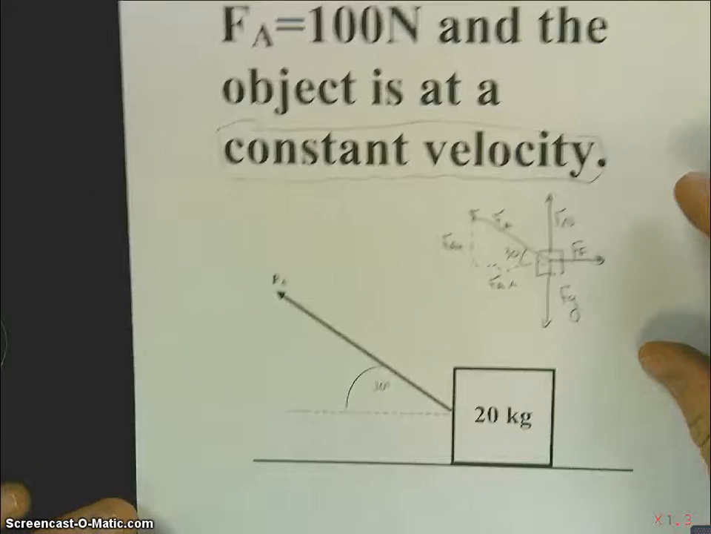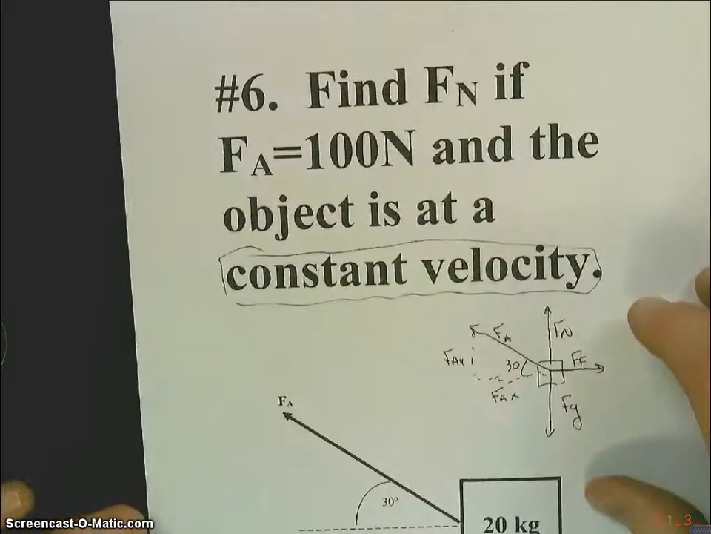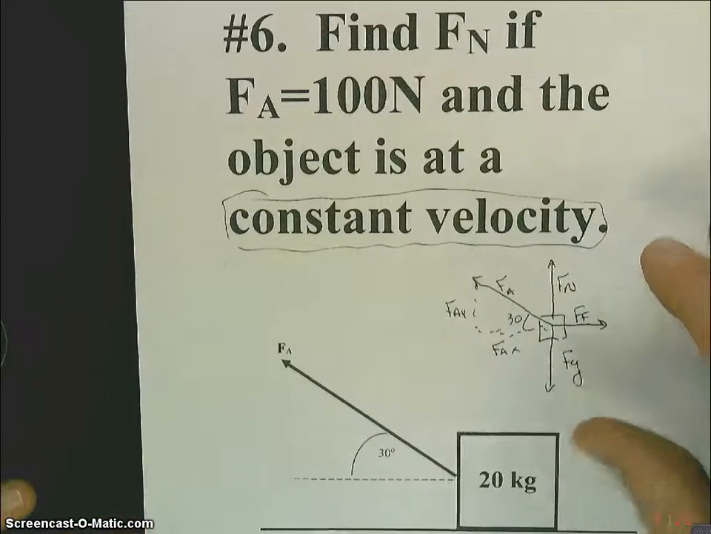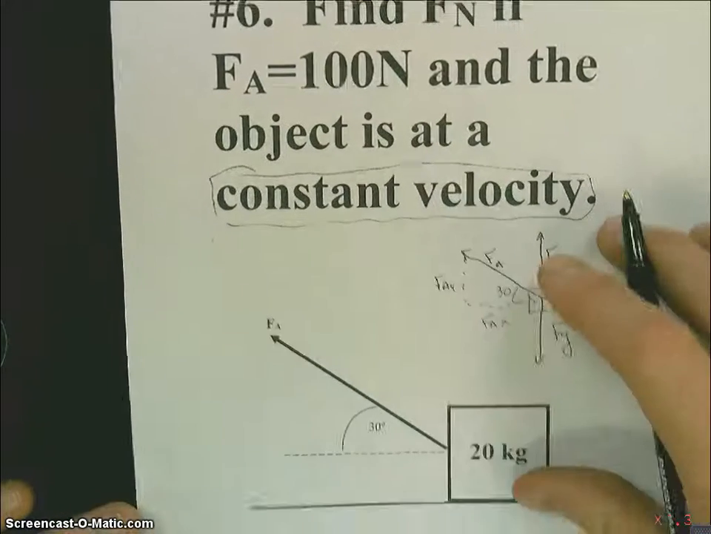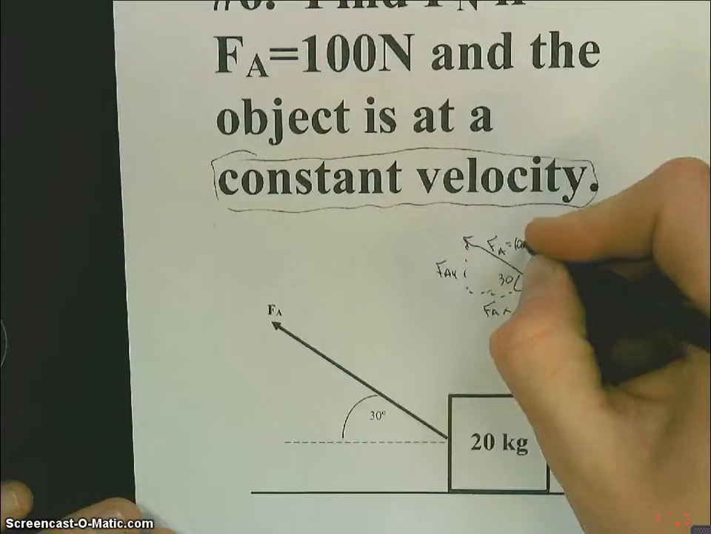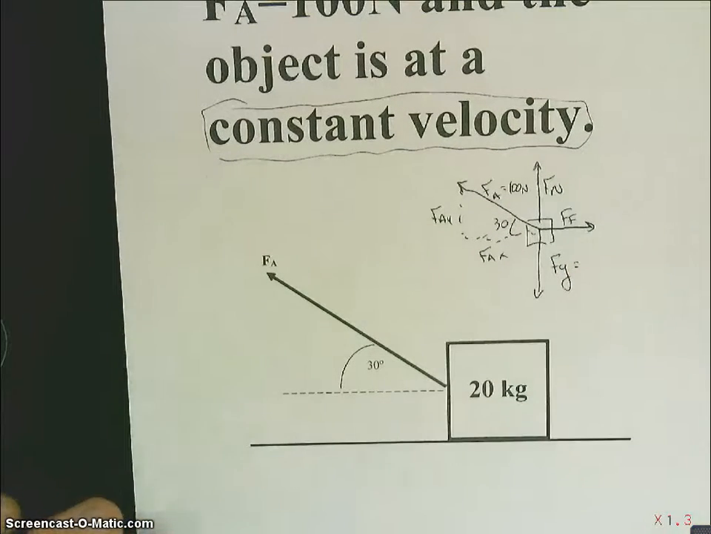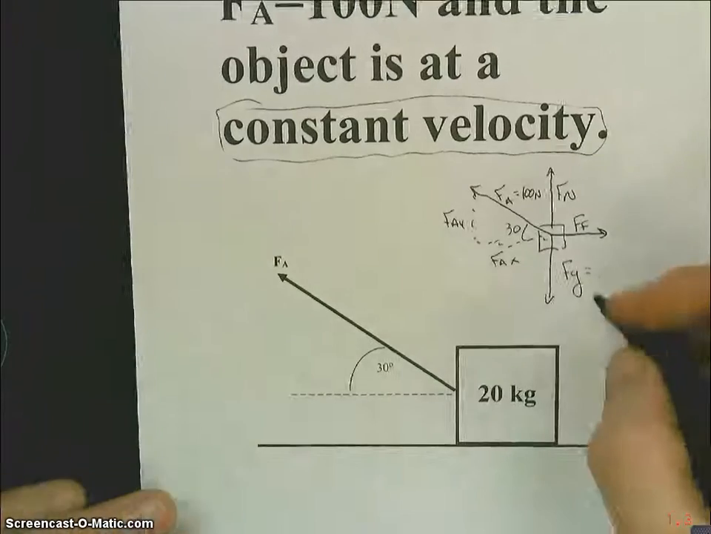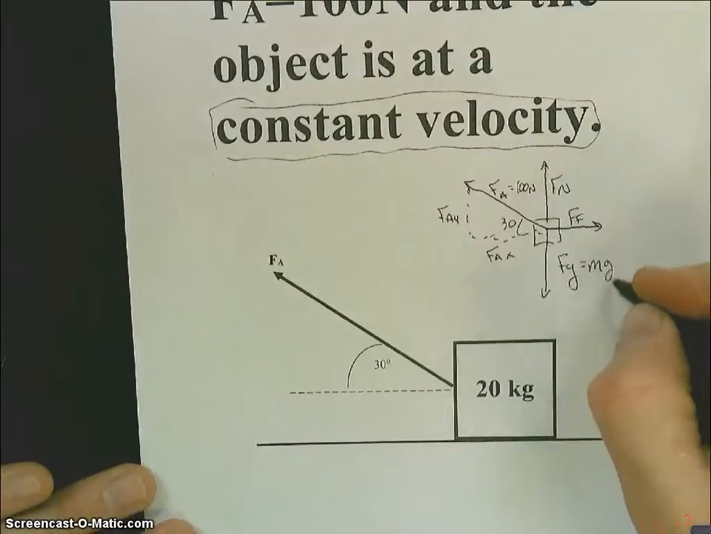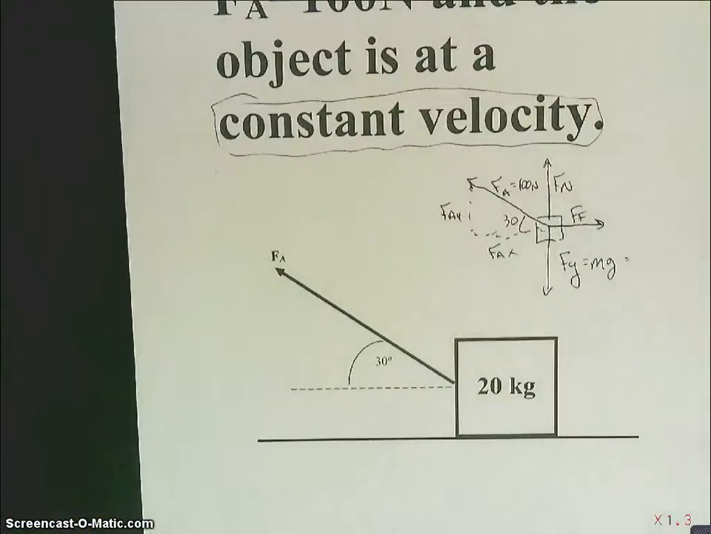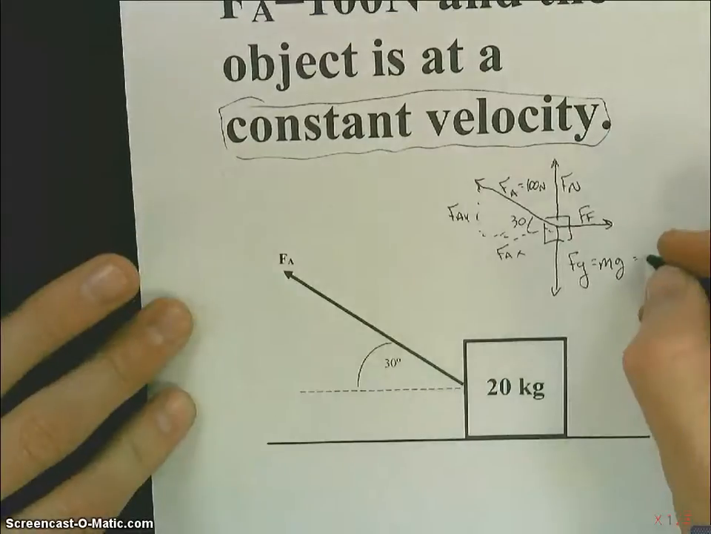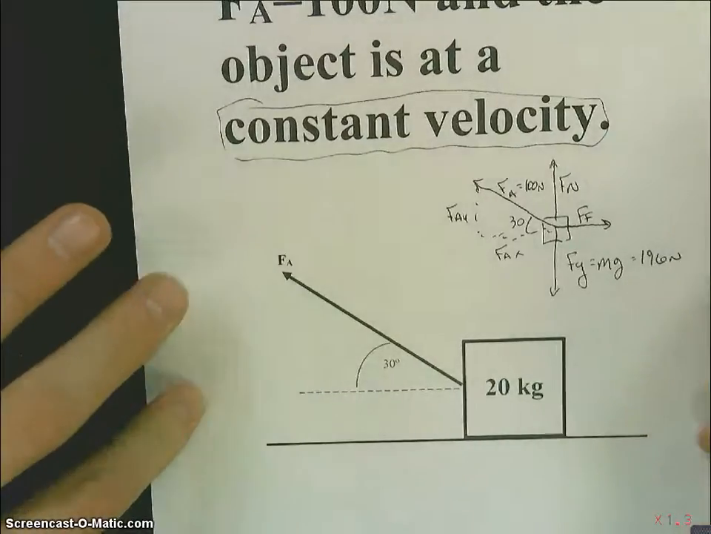So this question is asking me to find the normal force if this object is applied by a 100 Newton force, so I can put that in right away. I also know the mass, which is 20 kilograms. Again, force of gravity is mass times gravity, which is 20 times 9.8. So I'm going to do that on my calculator real quick. 20 times 9.8 gives me 196. So the force of gravity is 196.